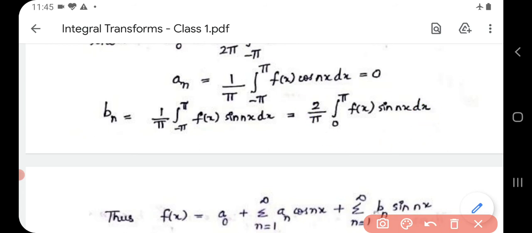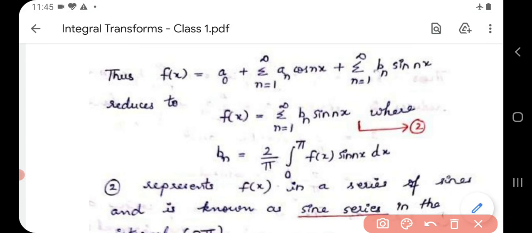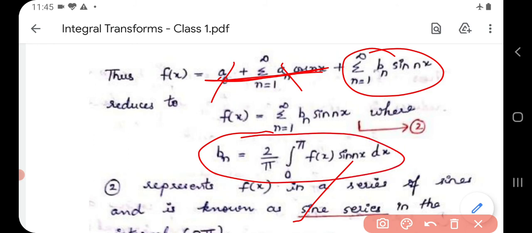So if this is the series for an odd function, this one is 0. This an is also 0. So these two terms go off and you will have only this function. That is, you are having only sine term in the case of an odd function. So it's called sine series. Then the value of bn is this one.